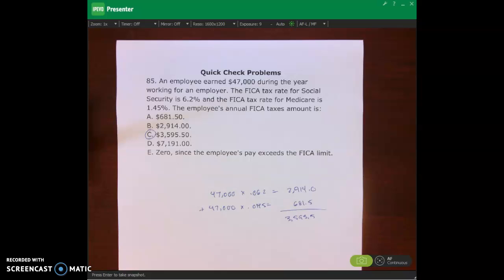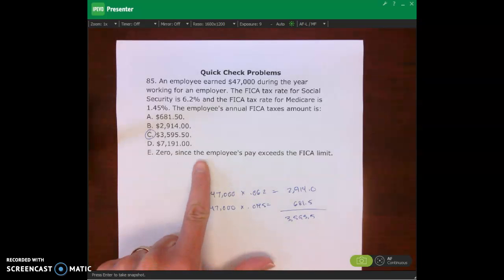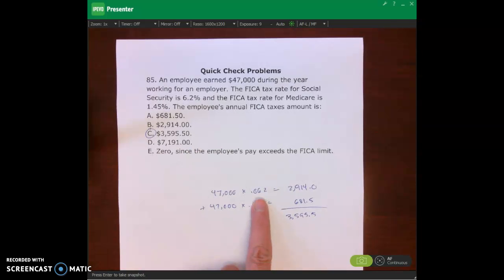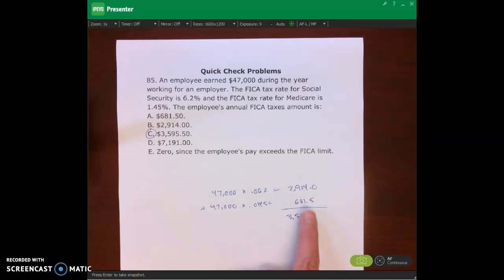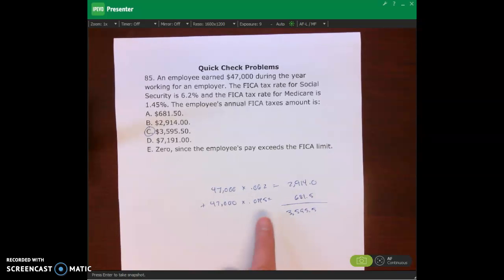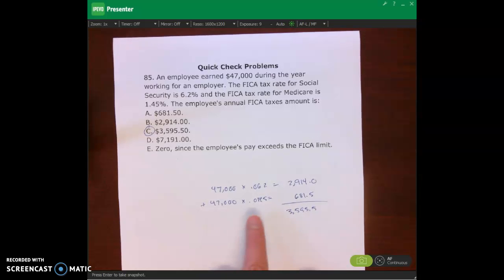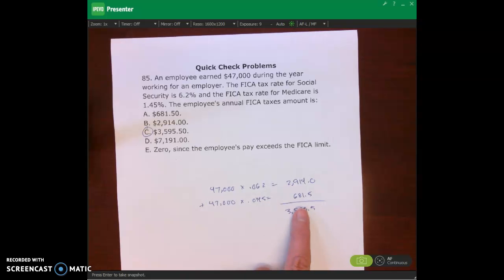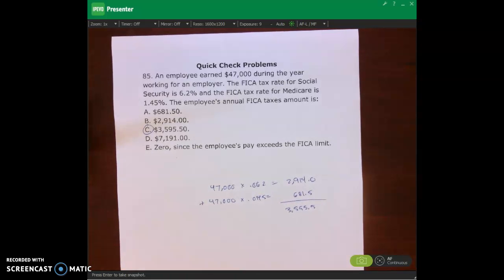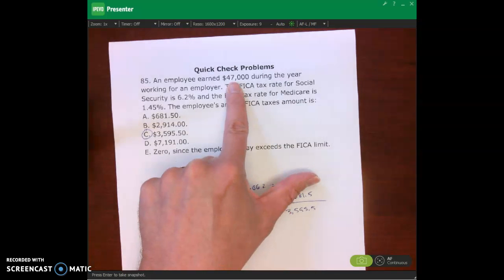So number 85 here on page 267, an employee earned $47,000 during the year. The FICA tax rate is 6.2% for Social Security, 1.45% for Medicare. The employee's annual FICA taxes is equal to what? Well, we're below the FICA limit. So we're going to be multiplying that 47,000 times our 0.062, gives us our 2,914. And then there is no limit on Medicare. So plus the 47,000 times our 0.0145 gives us 681. The right answer is C, 3,595.50. Okay, that's the right answer. So again, way below the cap.